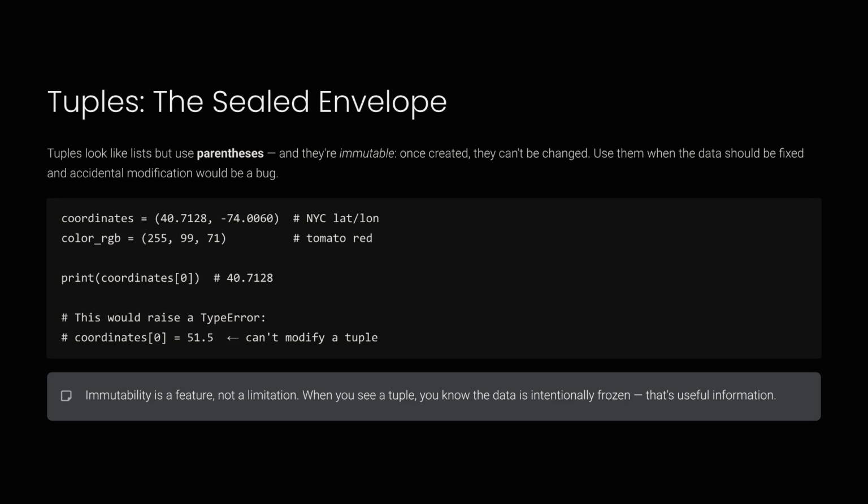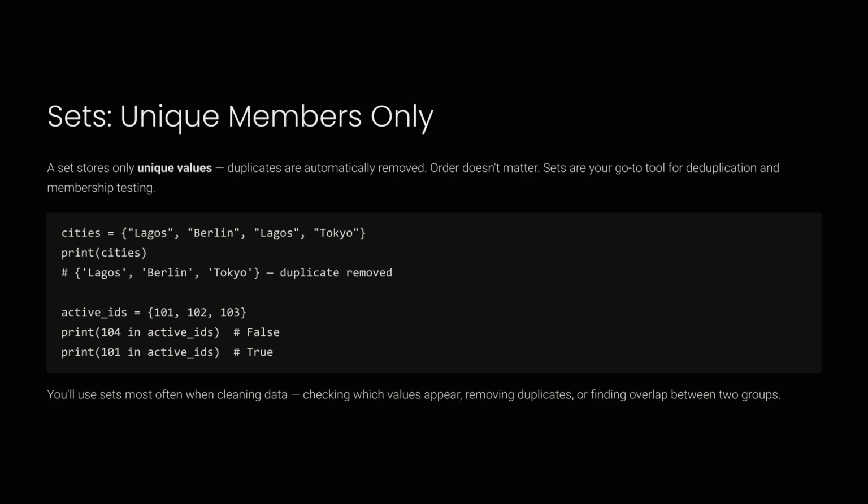Tuples act like a sealed envelope. They look like lists, but use parentheses and are immutable. Once created, they cannot be changed, which makes them perfect for fixed data, like coordinates. Sets are used for unique members where order doesn't matter. They are the ideal tool for removing duplicates and checking for membership in a collection.